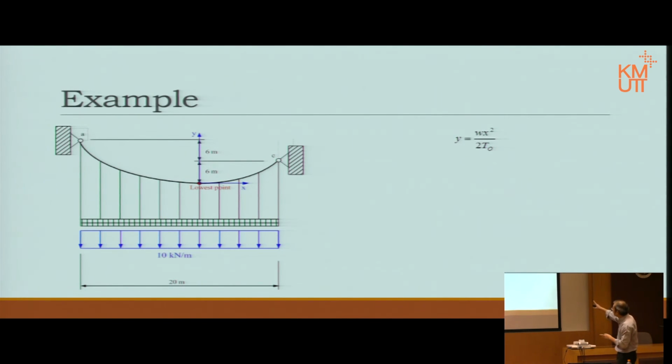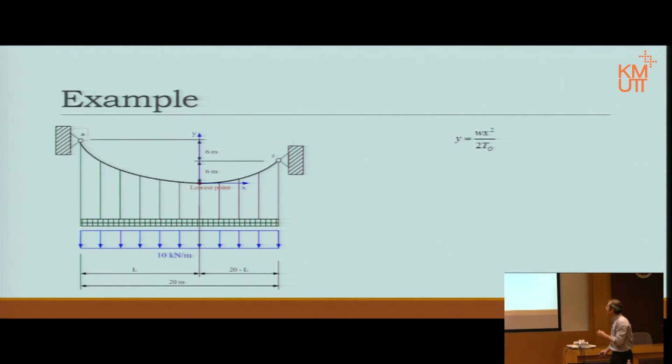So that is the equation. We don't know T naught. We don't know the xy origin. Where is it? So to start off with, maybe we find a system where we can start. Let's just assume some distance. If I say that from point A, measured horizontally to the lowest point, I call it L, capital L, length. Then of course, because the whole span is 20, the rest is 20 minus L.